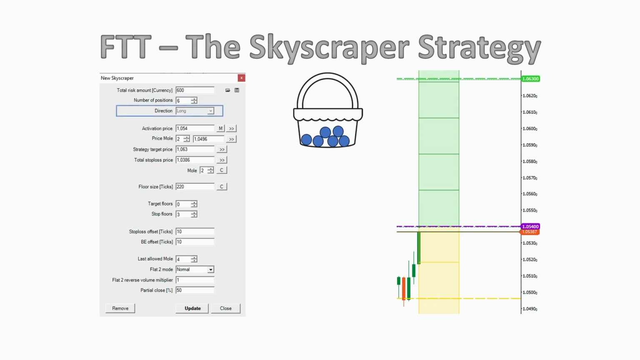Here we set the trade direction to long. Of course, the skyscraper strategy can also be traded short. The logic is the same, just in reverse. This is where the activation price is entered. By pressing the M button, the reception can be activated immediately at the current market price. Or the button with small arrows can be used to interactively point directly to the desired price in the chart.